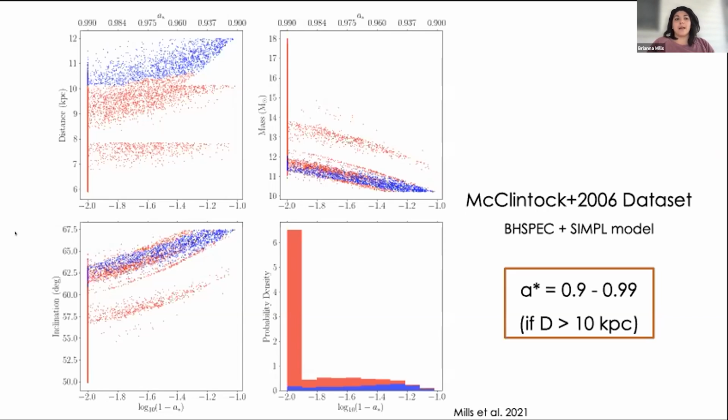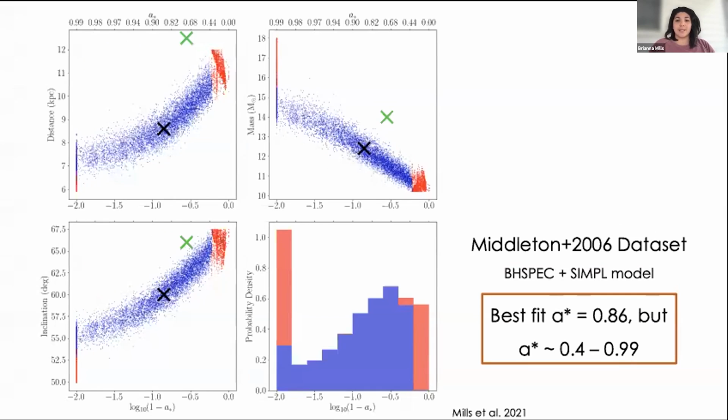right. So in particular for the distance plot in the top left, the blue points here are reasonable fits that we get within a 99% confidence, and the red fits are fits that do not meet the 99% confidence. So we see that above 10 kiloparsecs is where we get most of the good fits for the McClintock et al. data set, which gives a range of spins from 0.9 to 0.99.